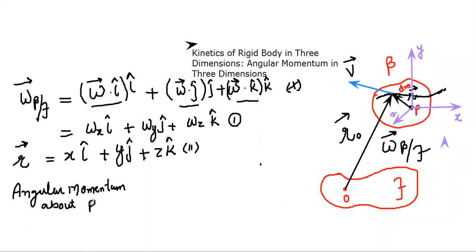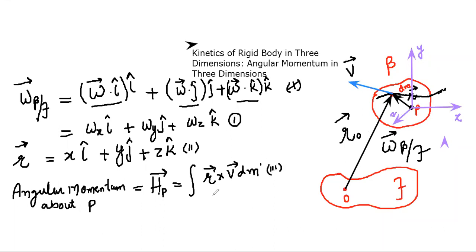Angular momentum of this rigid body about point P, h subscript P, is equal to the integral of r cross v dm. We have already discussed it in the previous lectures. v dm represents the linear momentum. Linear momentum cross product with the radius vector gives us the angular momentum. This is the angular momentum of this entire rigid body about point P. We call this equation 3.